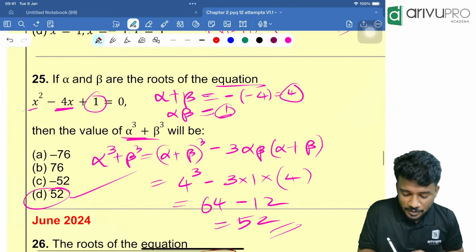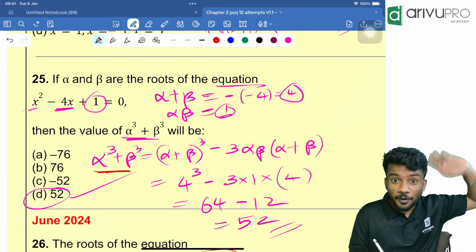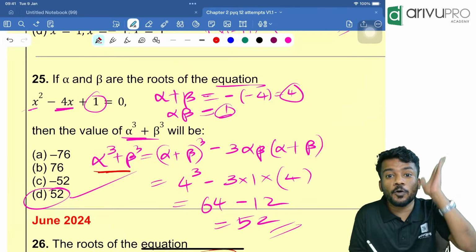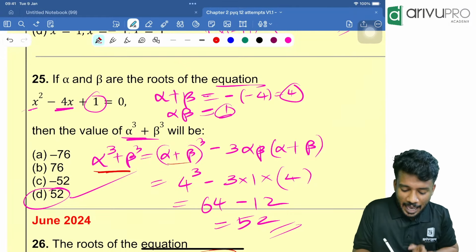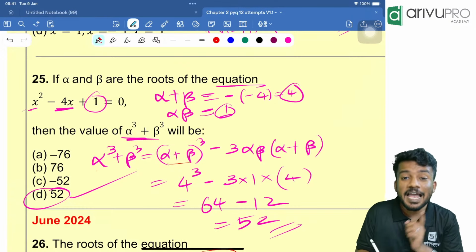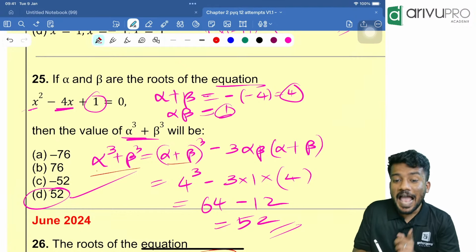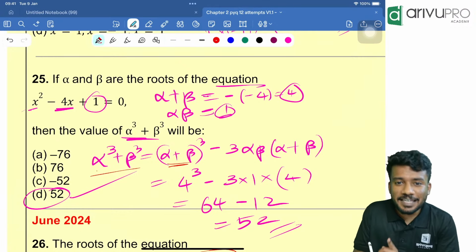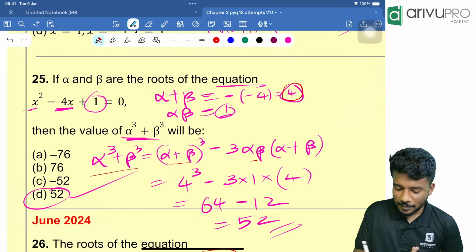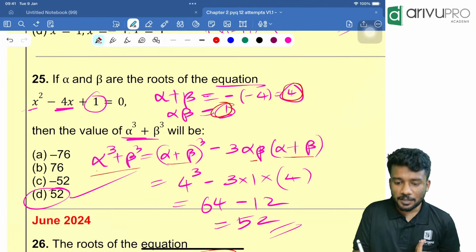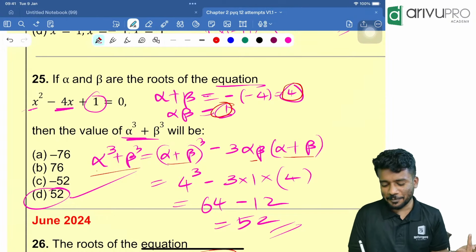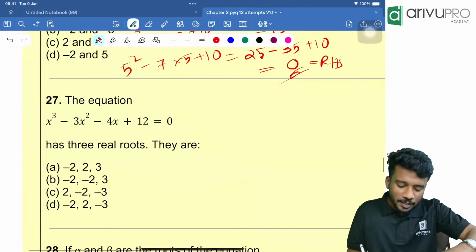There is a shortcut we know from our identity long back. From a very young age we are learning the identity: a plus b the whole cube is alpha cube plus beta cube plus 3 alpha beta into alpha plus beta. So alpha cube plus beta cube is alpha plus beta the whole cube minus 3 alpha beta into alpha plus beta. Instead of alpha plus beta, put 4. Instead of alpha beta, put 1. Instead of alpha plus beta, put 4. Substitution, direct answer. 4 cube is how much? 64. 64 minus 12.